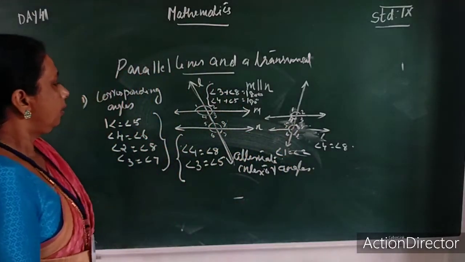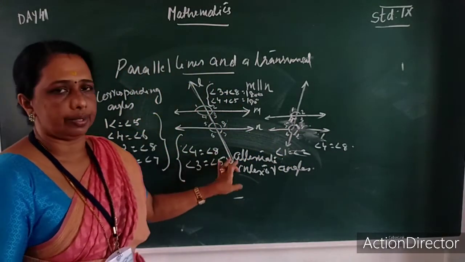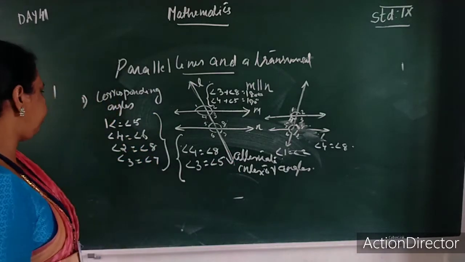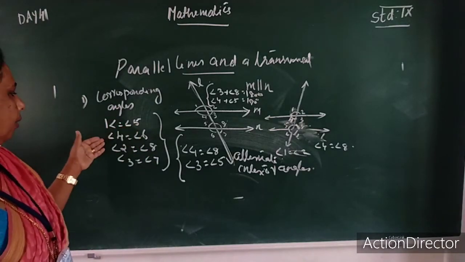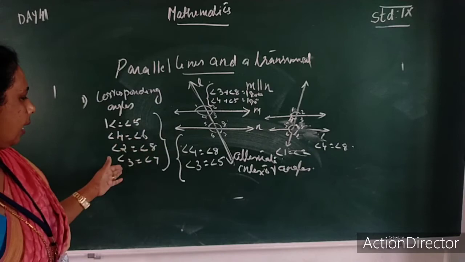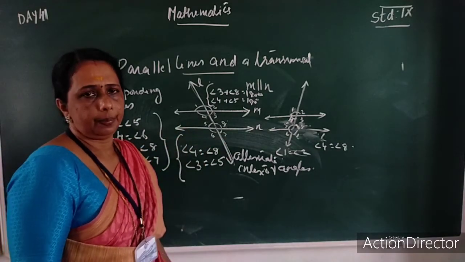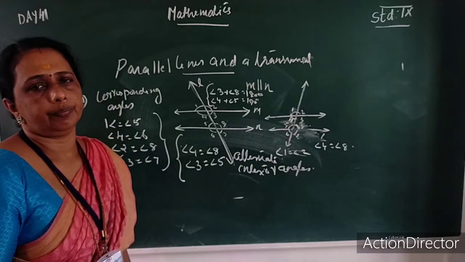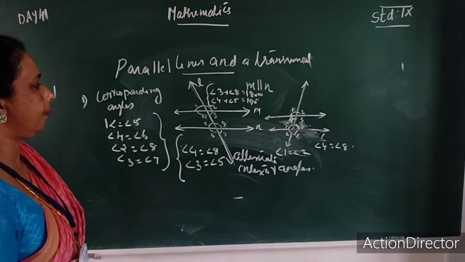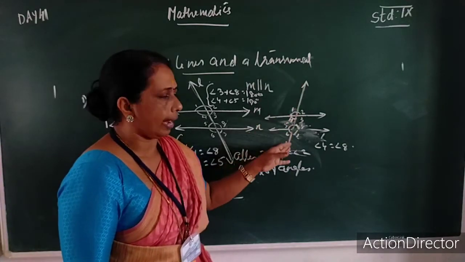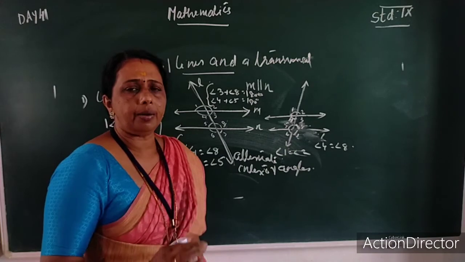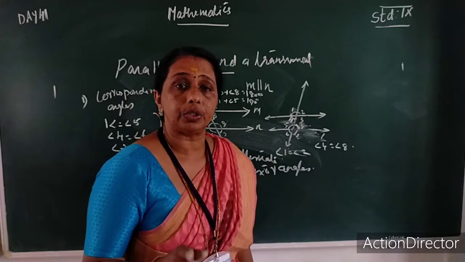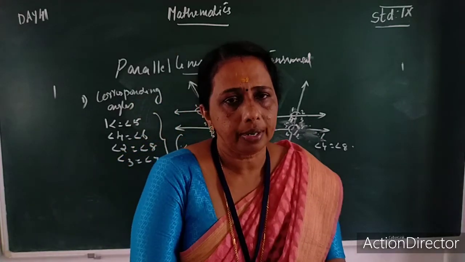First one is, if two parallels are intersected by a transversal, then each pair of corresponding angles is equal. Angle 1 is equal to angle 5, angle 1 is equal to angle 6, angle 2 is equal to angle 8, and angle 3 is equal to angle 7. That is the corresponding angles axiom. Then its converse is the next axiom. If two lines are intersected by a transversal and one pair of corresponding angles is equal, then these two lines are parallel to each other.